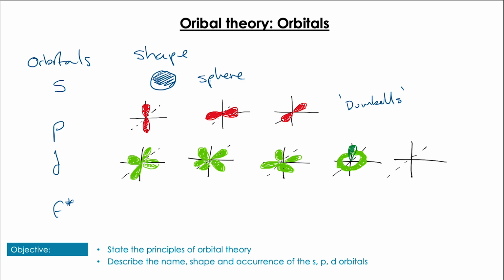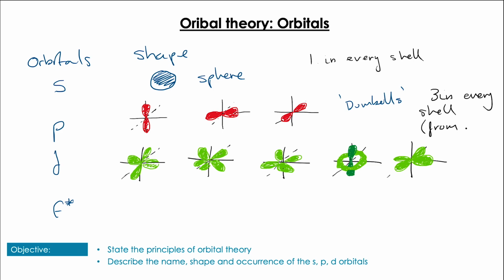We have one with this kind of donut going around the middle and then a dumbbell in between, and then we have one that is also kind of a 4-pronged dumbbell shape but going along the axes. So there is one s orbital in every shell. There are 3 p orbitals in every shell apart from the first shell, so from n equals 2, and 5 d orbitals in every shell from the third shell.